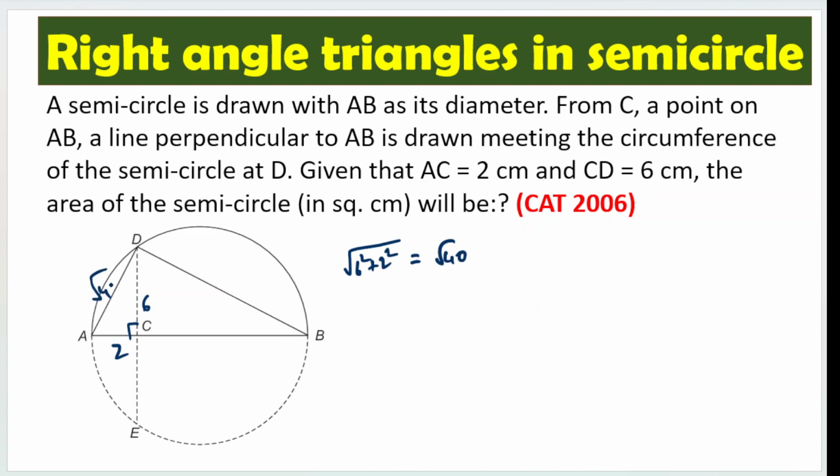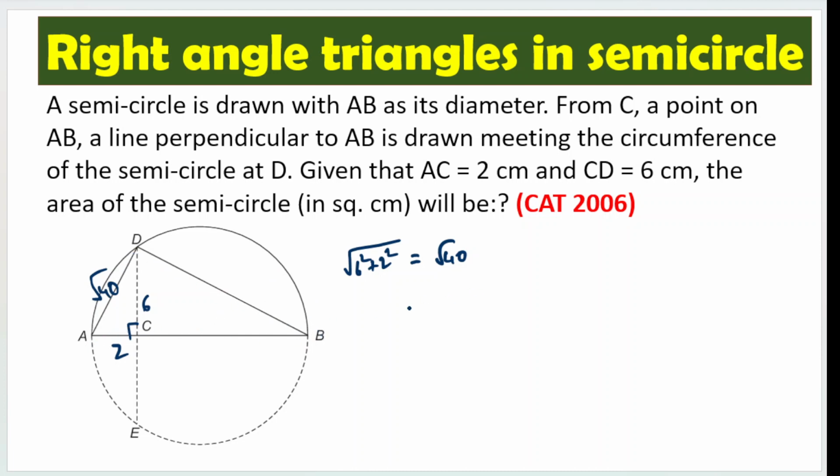Because ACD is a right angle triangle, we use the Pythagoras theorem to get AD. Now, how do we find what AB is? So far, so good. Now, here there is a right angle triangle.